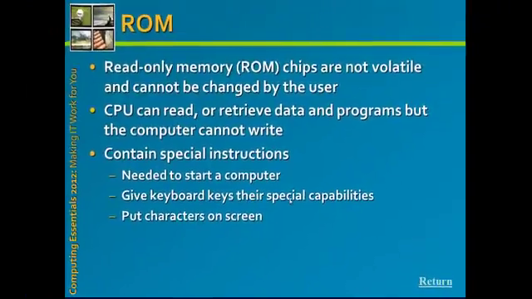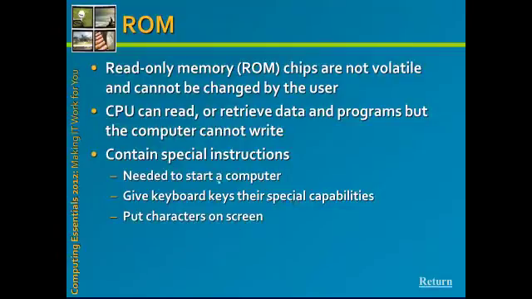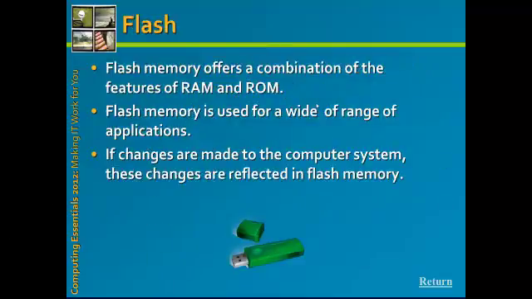ROM, remember, read-only memory. It's a chip or a DVD that's non-writable once you write it. A DVD becomes a ROM once you write everything on it, because you cannot change things on there. It cannot be changed by the user. A CPU can read or retrieve data and programs, but the computer cannot write to it. It contains specific instructions. It's only going to do one thing, not going to do anything else.